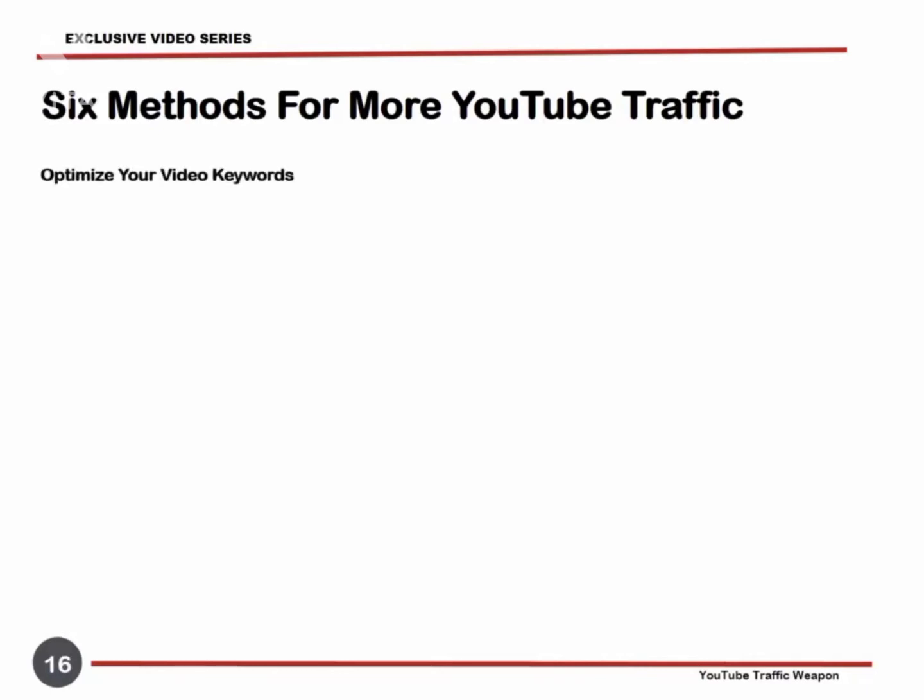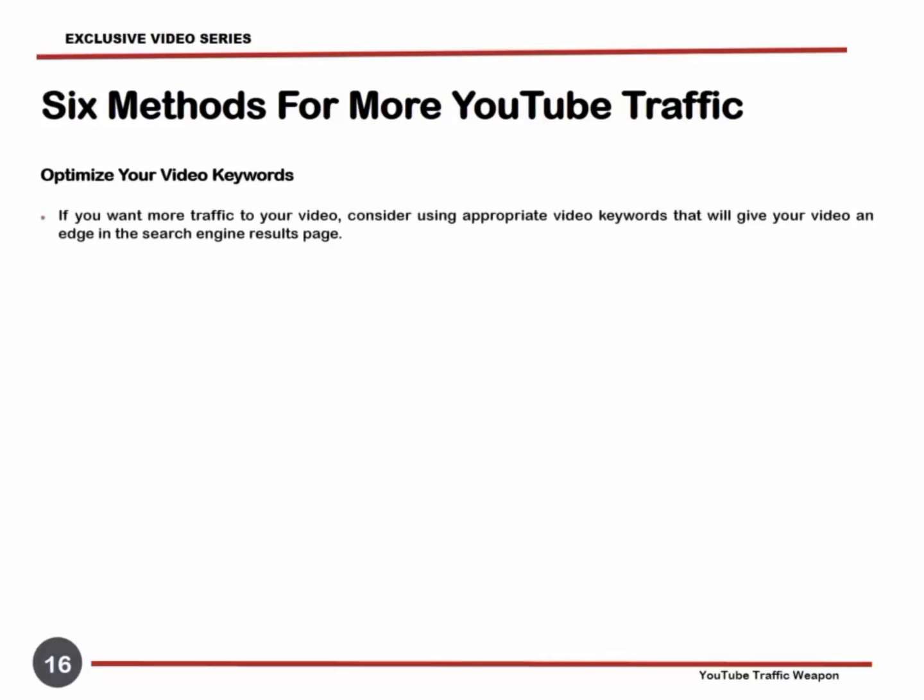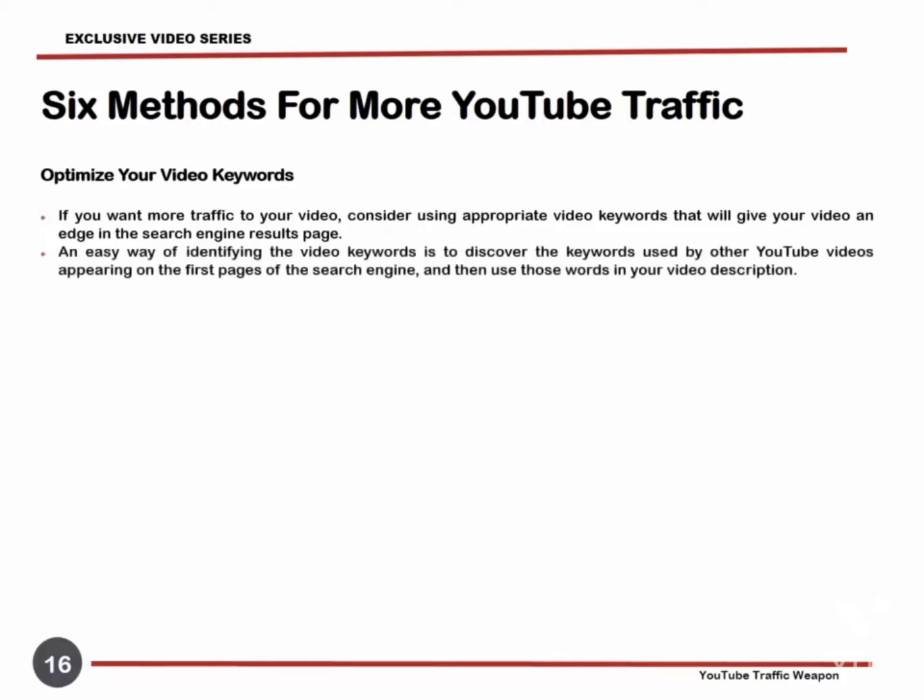Optimize your video keywords. Although it pays to have a good YouTube ranking, it is more rewarding if the classification extends to Google and search engine searches. It is obvious that many websites' traffic comes from search engines like Google, which create page rankings dependent mainly on the keywords used. Therefore, if you want more traffic to your video, consider using appropriate video keywords that will give your video an edge in the search engine result page. An easy way of identifying the video keywords is to discover the keywords used by other YouTube videos appearing on the first pages of the search engine, and then use those words in your video description.